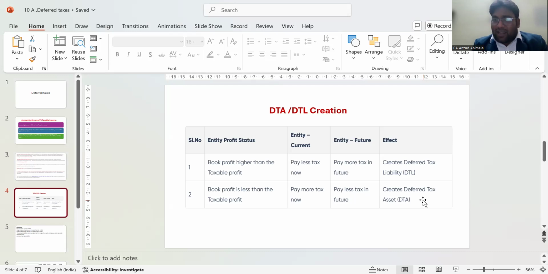So this is all about deferred taxes. Basically, in one line, it has been designed to fulfill the gap created by two laws in the business. What are those two laws? One is the Companies Act while maintaining the books, and the other is the Income Tax Act while preparing the taxes. To close the gap, they have created one fictitious thing called deferred tax.